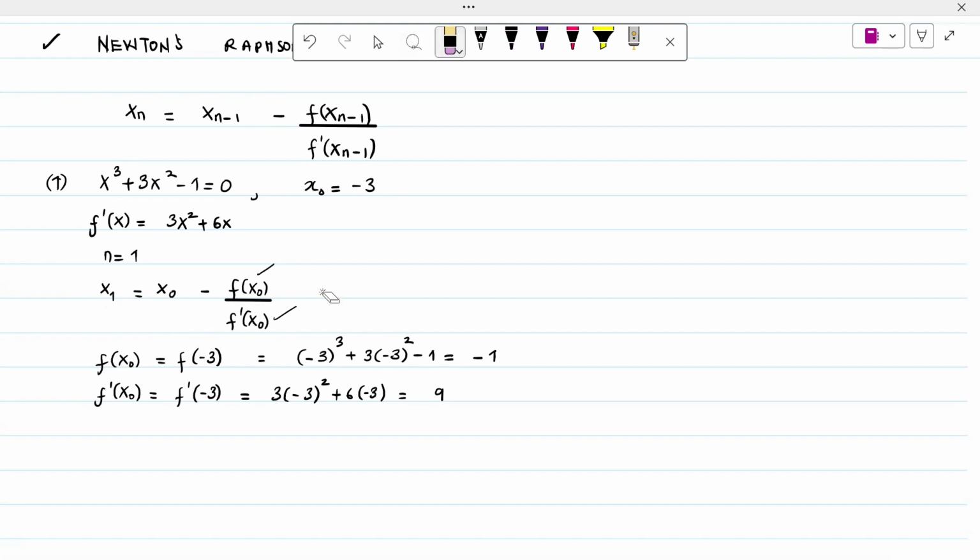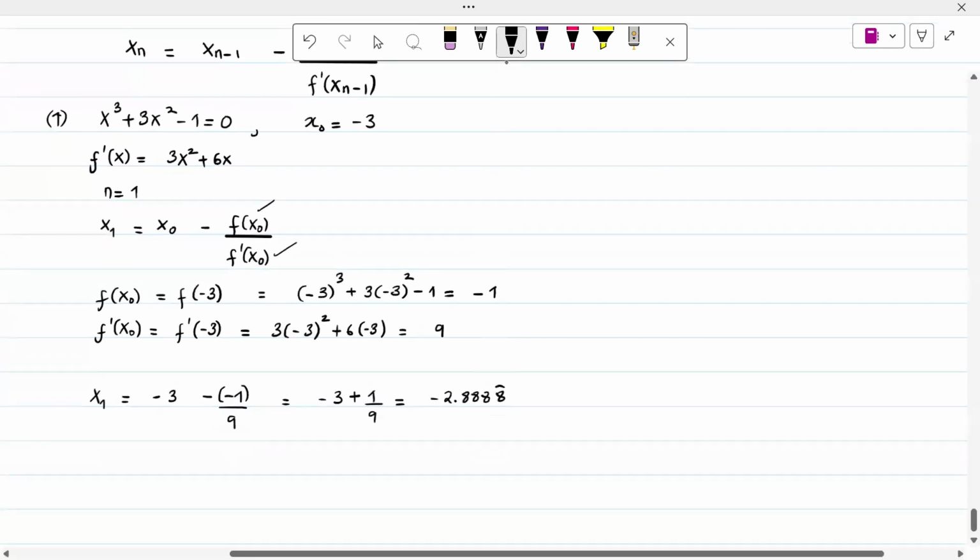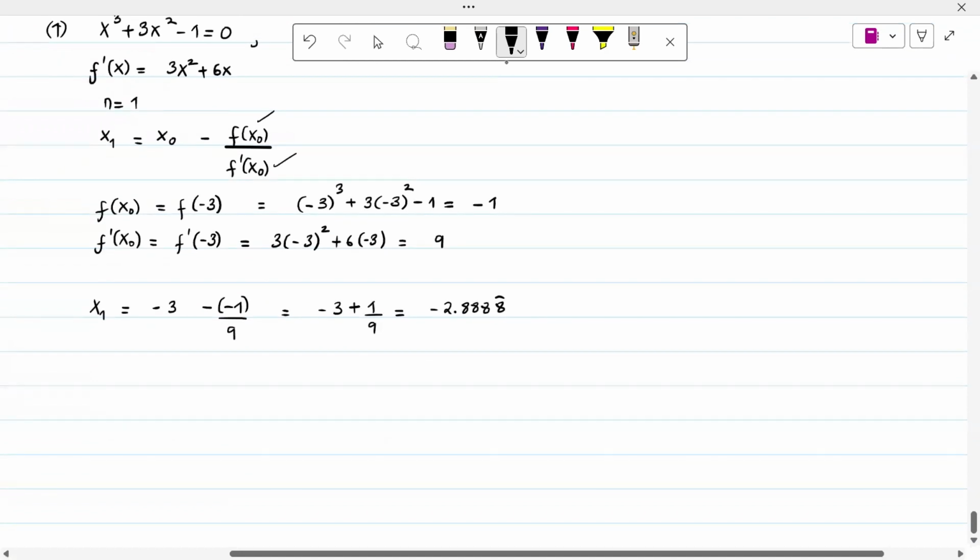So meaning that our x1, therefore, will be equal to x naught. So what is our x naught? Our x naught is equal to -3 minus f of x naught, which is -1, divided by 9. So this is -3 minus -1 times negative, so +1 over 9. So this gives me about -2.888, with 8 repeated. So this is my x1, isn't it?